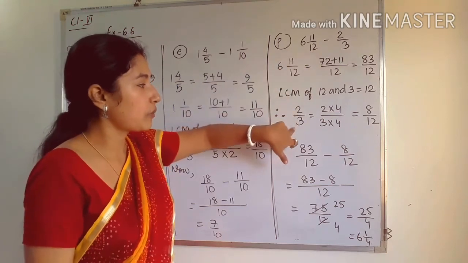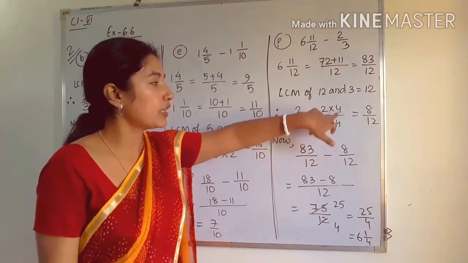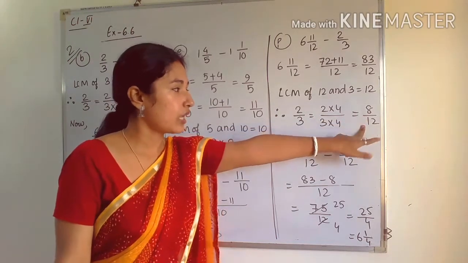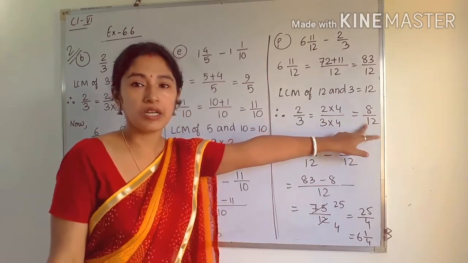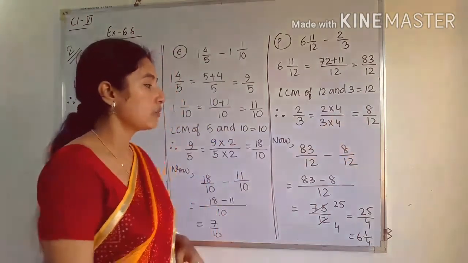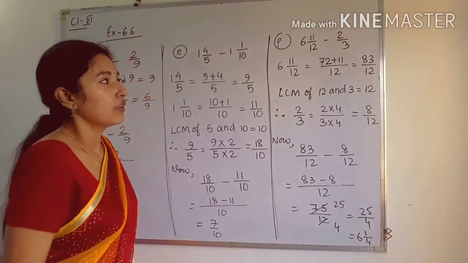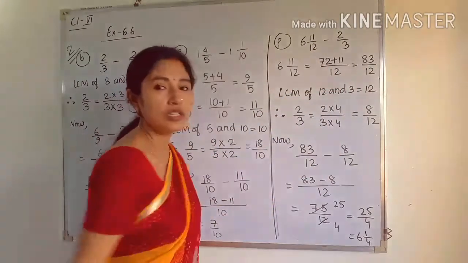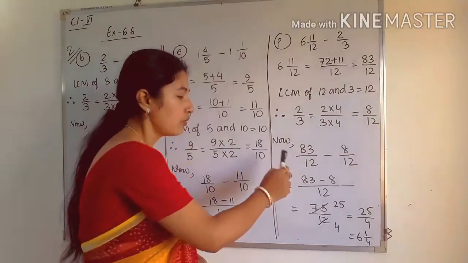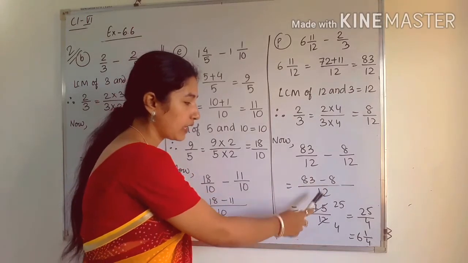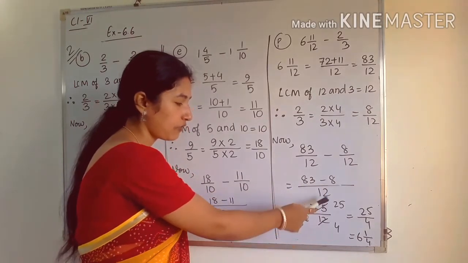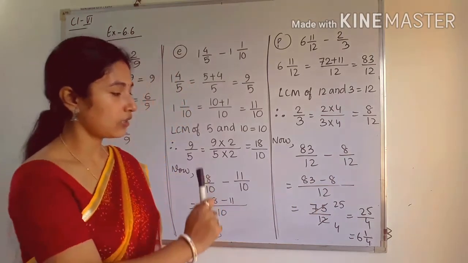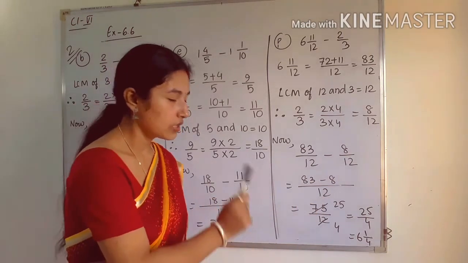So 2 by 3 will be what? We have to multiply the numerator and denominator by 4 so that the denominator of our new fraction will become 12. Okay. So this is 8 by 12. So finally we can write the first fraction is now 83 by 12 minus the second fraction is 8 by 12. Okay. So after subtracting we will get what? 75 by 12. So after cancelling the answer is 25 by 4. So we can write it as a mixed fraction. So that will be 6 1 by 4.